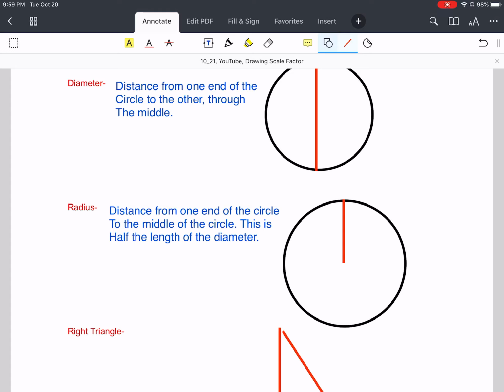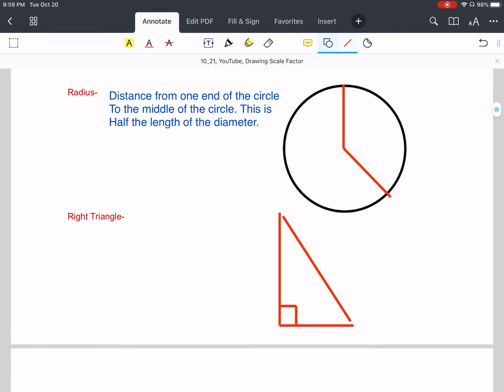So because the radius starts in the middle, it can go in any direction. Right? We could have our radius go this way, make it look like a clock. And that means that the radius, because it's to the middle, is exactly half of the diameter.